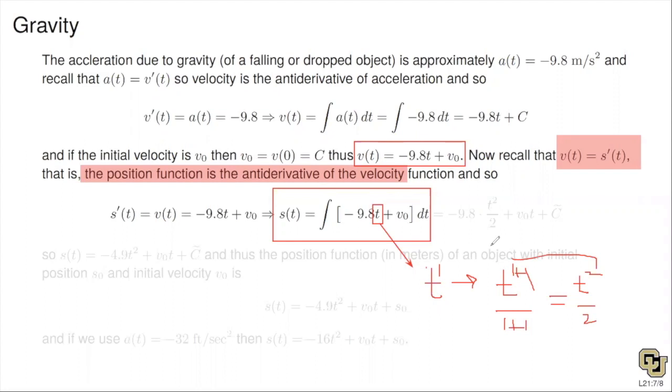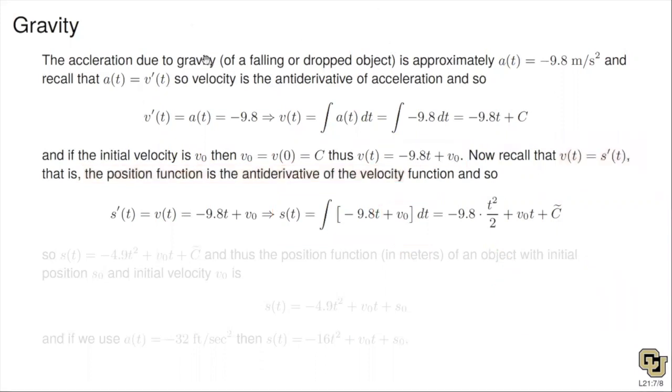And so that's what's written over here. I copied down the constant, negative 9.8 times t squared over 2. For the v sub 0, this is a constant. So the integral of v sub 0 dt is just v sub 0 t. And then finally, don't forget to slap down your plus c.